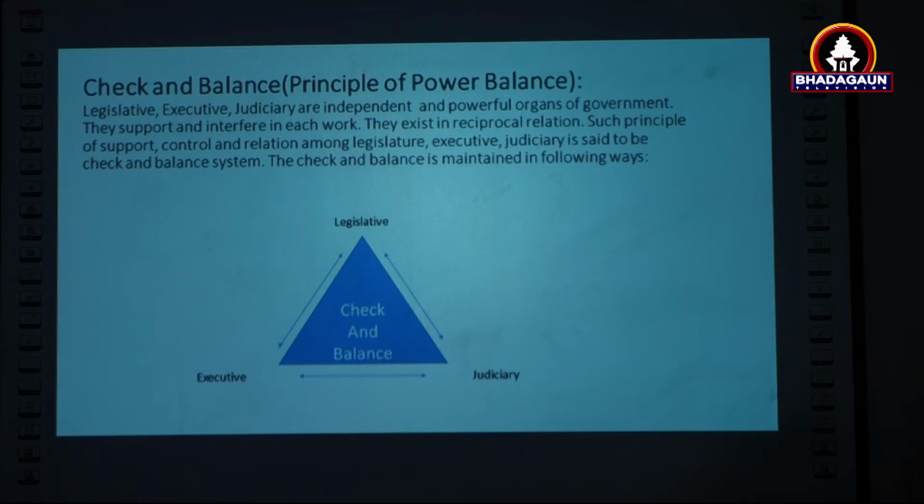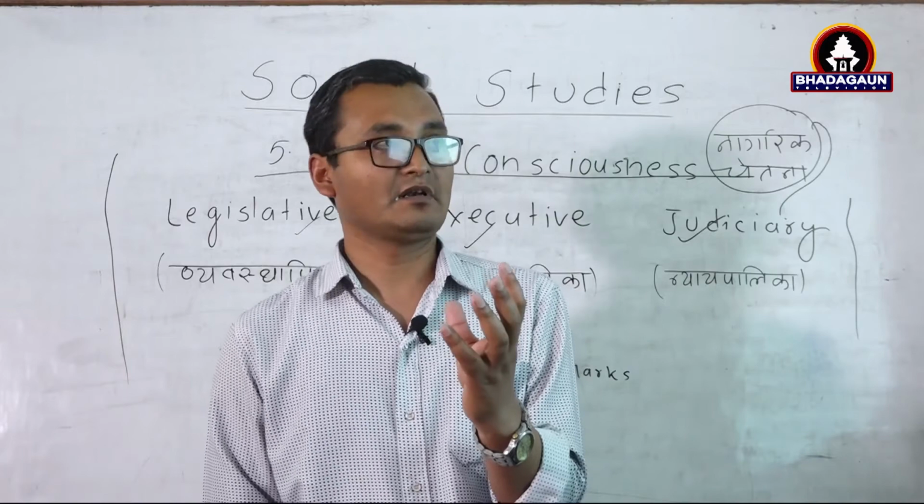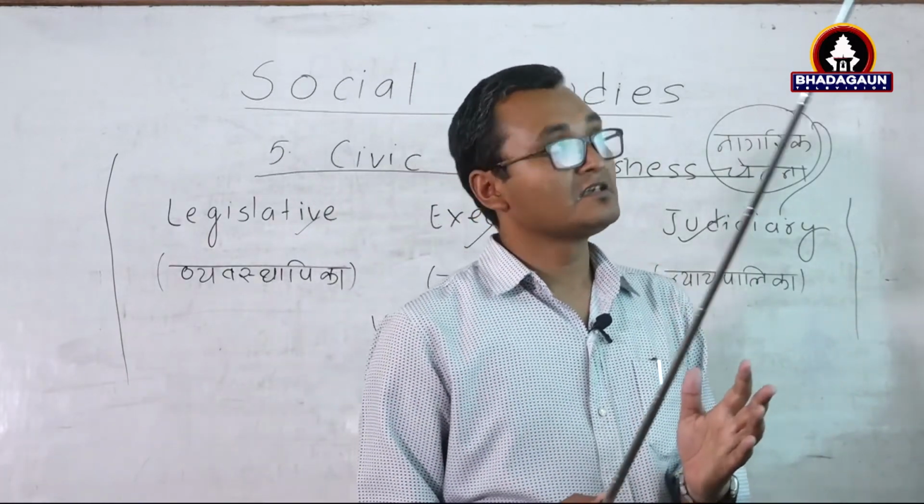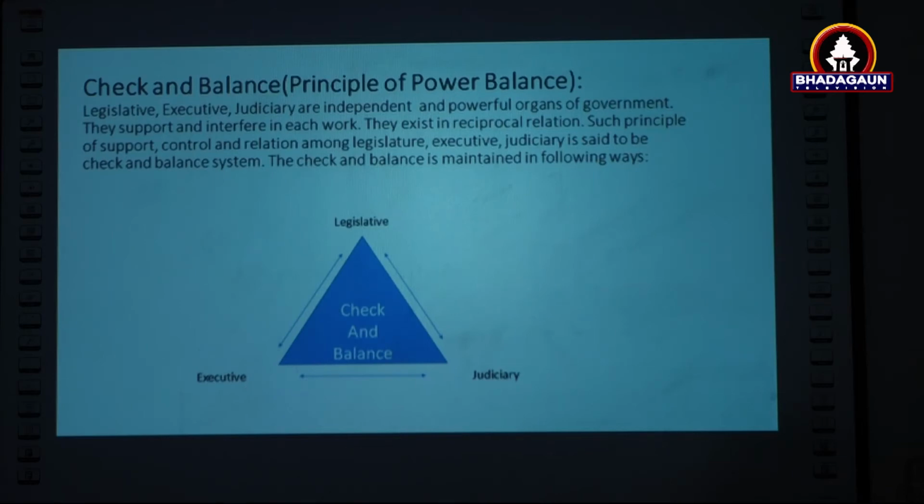It means the constitution makes allocation of executive, legislative and judicial powers. That kind of allocation is said to be the system of separation of power in accordance with political principle. In the same way, check and balance, they are also related. That's why I'm talking about the system of separation of power and check and balance.